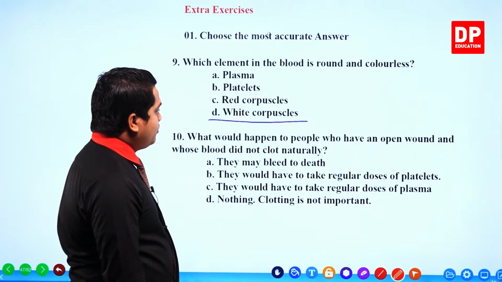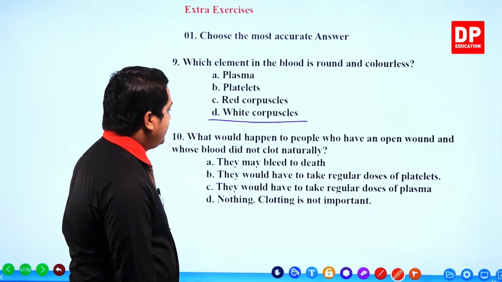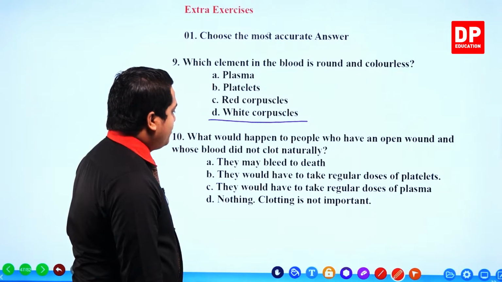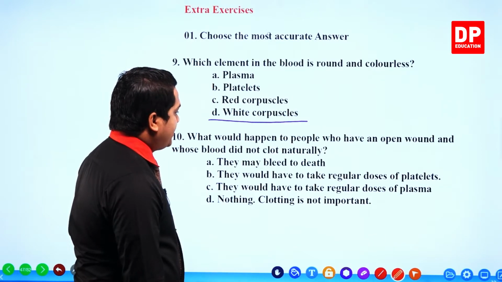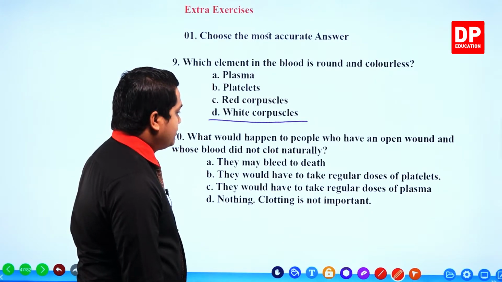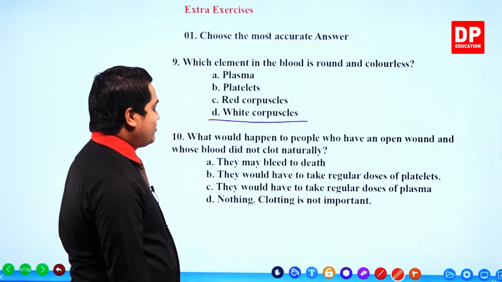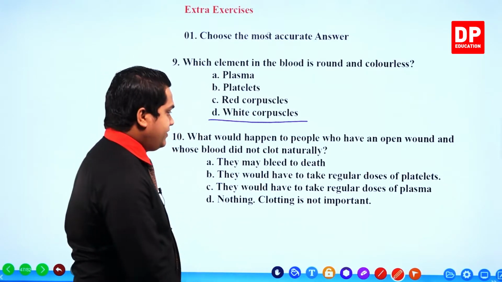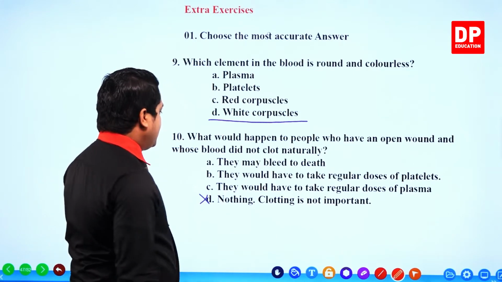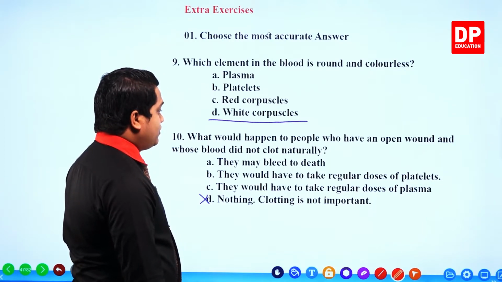What would happen to people who have an open wound and whose blood did not clot naturally? They may bleed to death. They would have to take regular doses of platelets. They would have to take regular doses of plasma. Nothing, clotting is not important. Actually, blood clotting is really important, so we can ignore the fourth answer. Taking regular doses of plasma or platelets is incorrect, right?